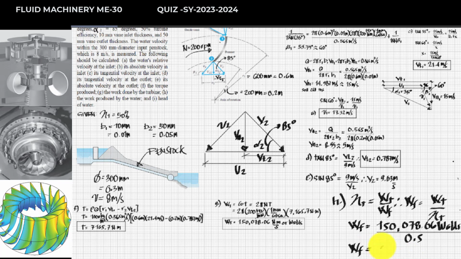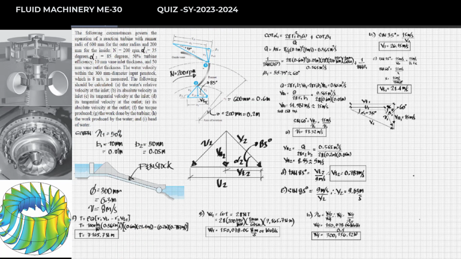So you can find now that the work of the fluid is equal to 300,156.12. So that will be in units of watts.